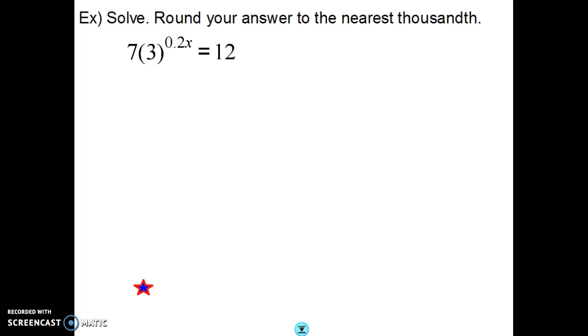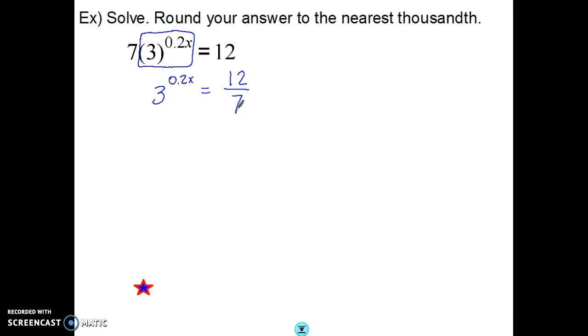Well, in this problem, that's right here. Here's the exponential piece of our equation. We need to get that by itself. Remember, this 0.2x is only attached to the 3, not to the 7. Well, in order to get rid of that times 7, we're going to divide both sides by 7, which will bring us here. 3 to the 0.2x equals 12 over 7. Again, leave this as 12 over 7. That's exact. Do not round it yet.